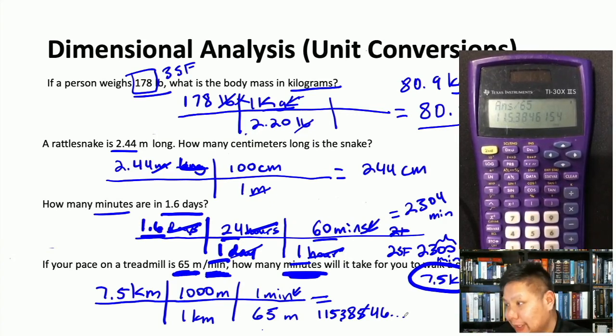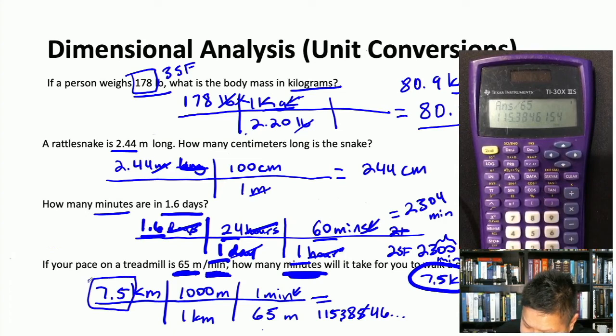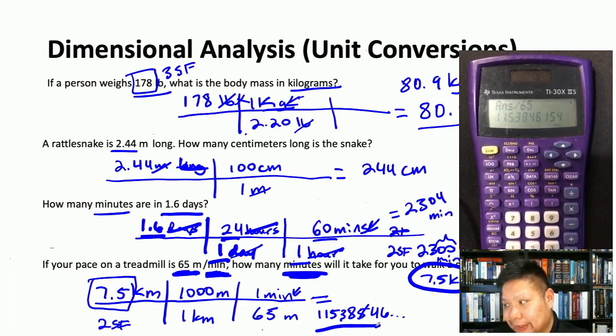We always have to take into consideration our significant figures. What's our lowest number of significant figures here? Well, it's going to be this guy right here. The 7.5 kilometers is 2 significant figures. So how do we make that number with 2 significant figures? Remember, this is a big thing here. Zeros that are used as placeholders are not significant, right?